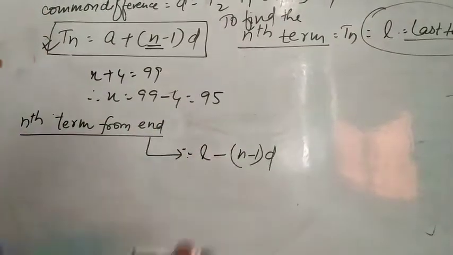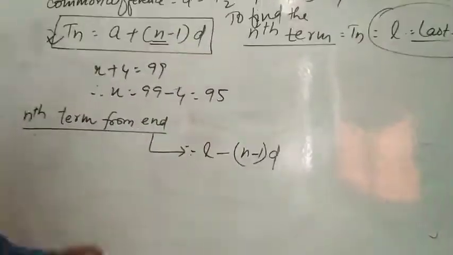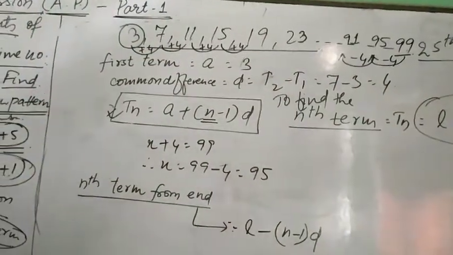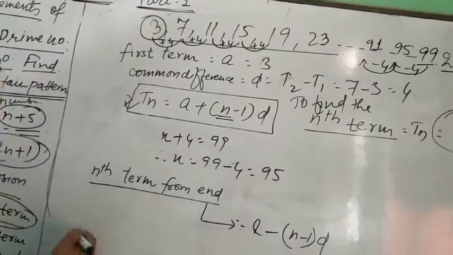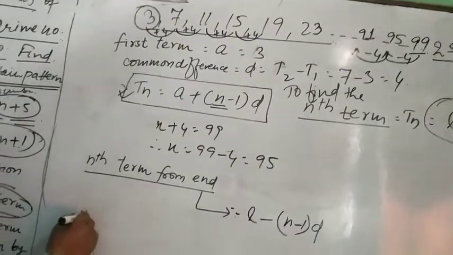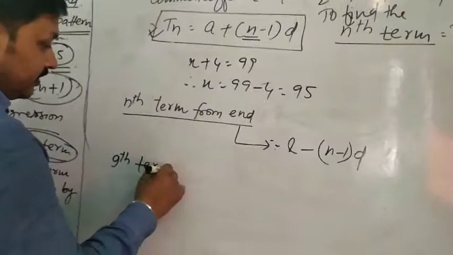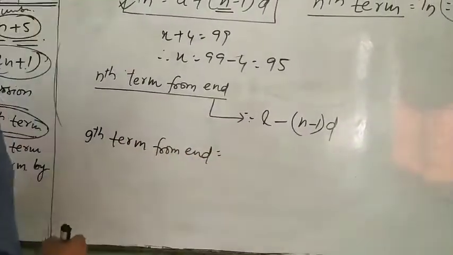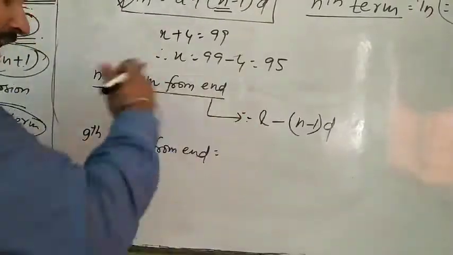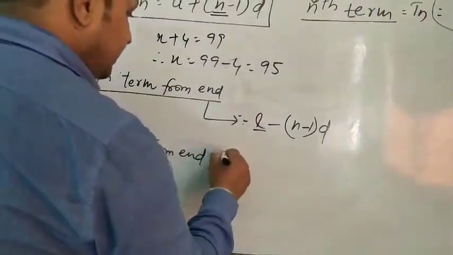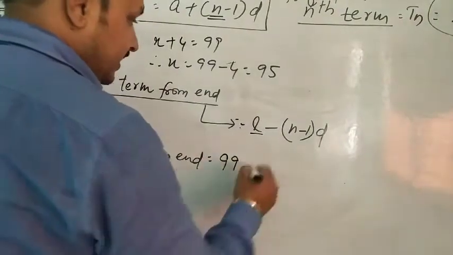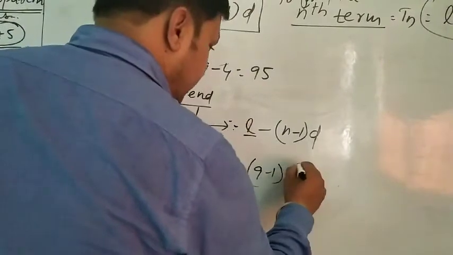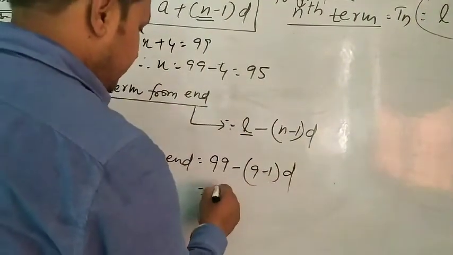This is your formula. If in this AP I tell you to find the ninth term from the end, then your last term is 99 minus, for the ninth term, 9 minus 1 into D, so 99 minus 8 into 4.